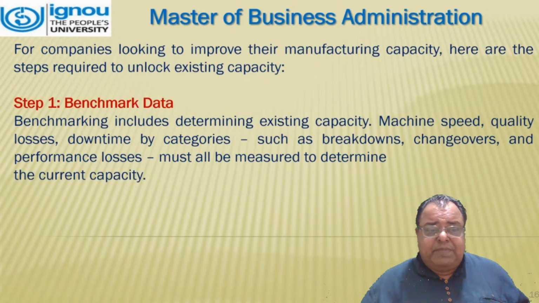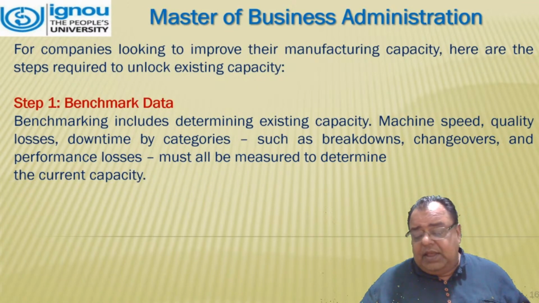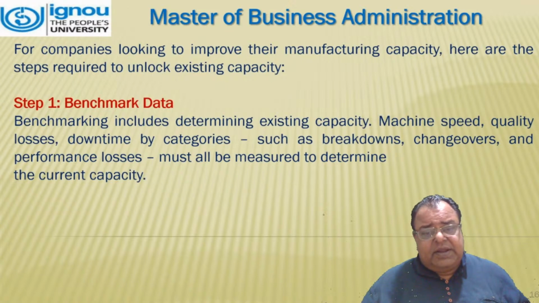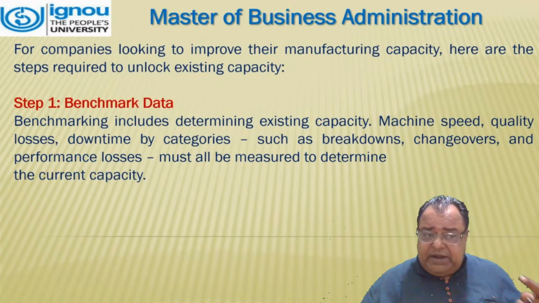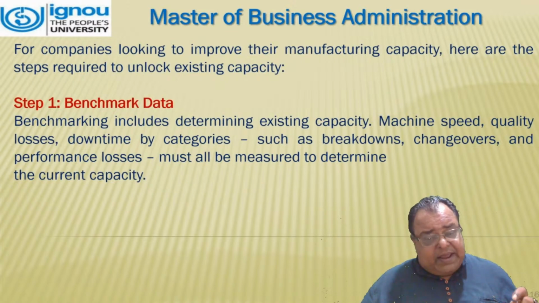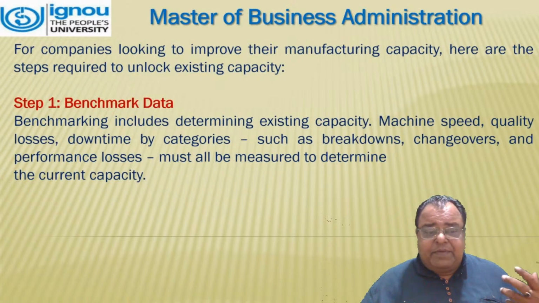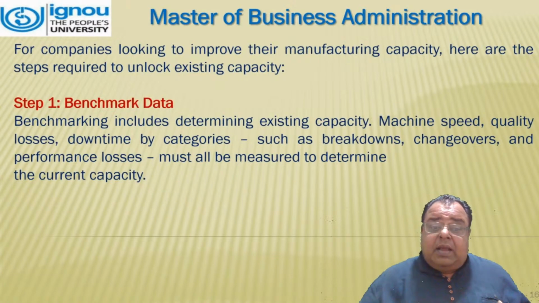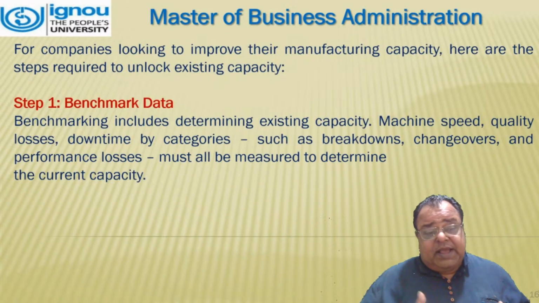Step one is benchmark data. Benchmarking includes determining existing capacity. Machine speed, quality losses, and downtime by categories such as breakdown, changeovers, and performance losses must all be measured to determine the current capacity.